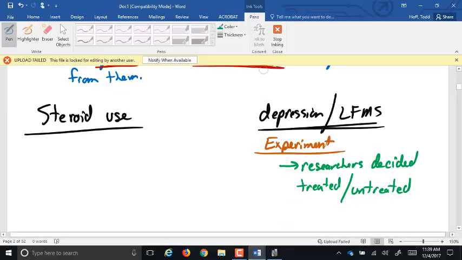So the steroid use then, is that an experiment or an observational study? Observational, very good.